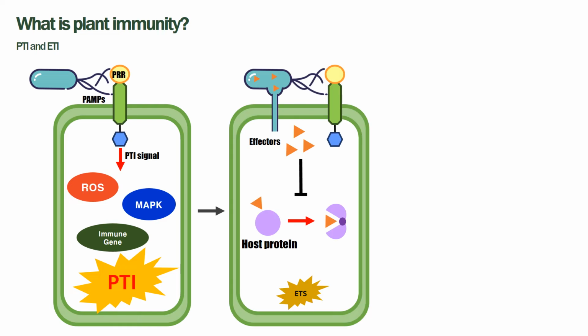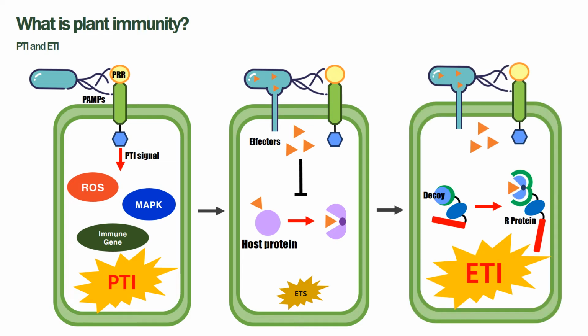But in order to overcome this reaction, pathogens are also able to evolve a weapon called an effector and inject it into the plant. This effector has some effect on the proteins of plants so that plants do not recognize pathogens. We call this effector-triggered susceptibility or ETS. To overcome this, plants make resistance proteins that recognize the effector directly or indirectly and protect themselves. This is called effector-triggered immunity or ETI, and it is stronger and lasts longer than PTI.